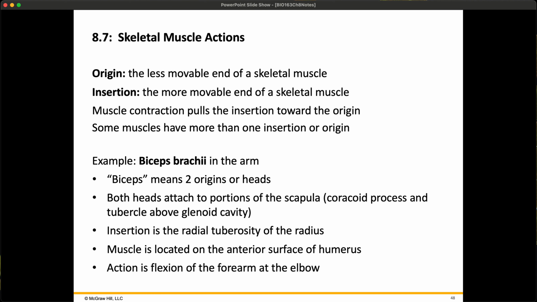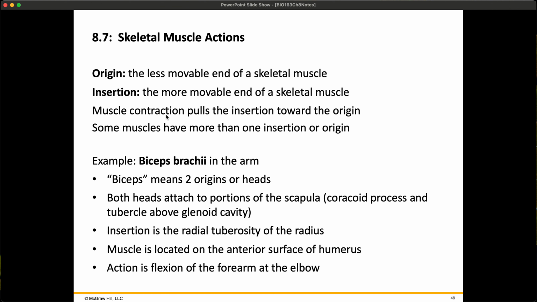Okay, now let's look at a couple of slides on skeletal muscle actions. With skeletal muscle attachments, you may have heard of origin and insertion. These are both attachments. Attachment is just a general term. Origin is the less movable portion, whereas the insertion is the more mobile end. Typically, the origin is closer to the trunk, more proximal, whereas the insertion is going to be more distal.